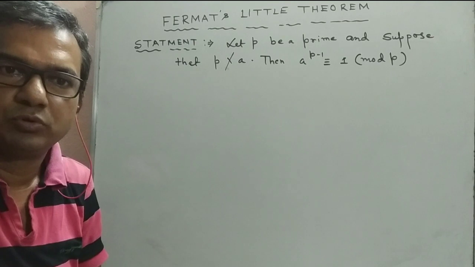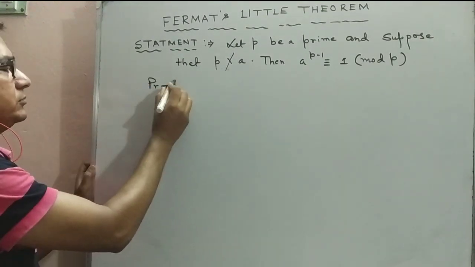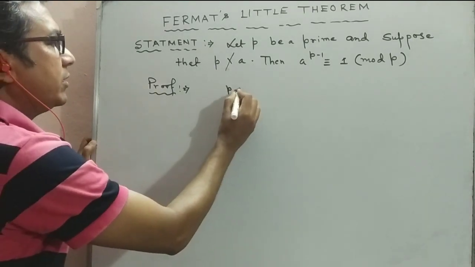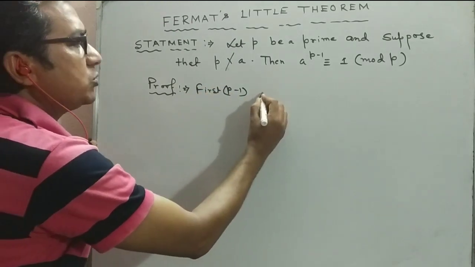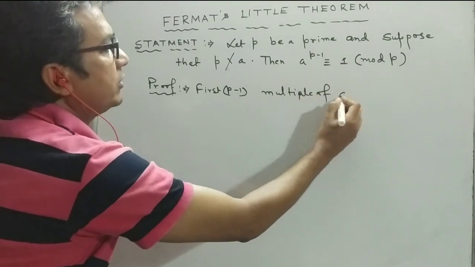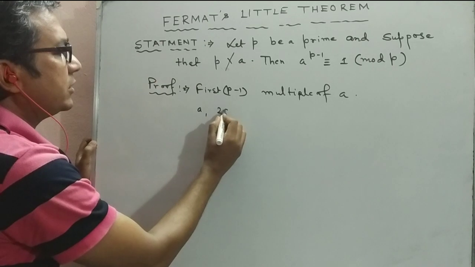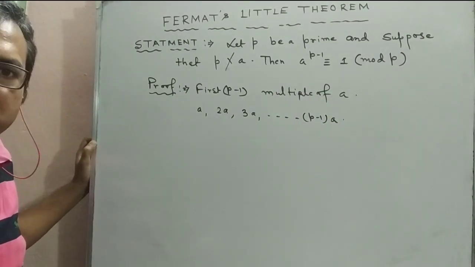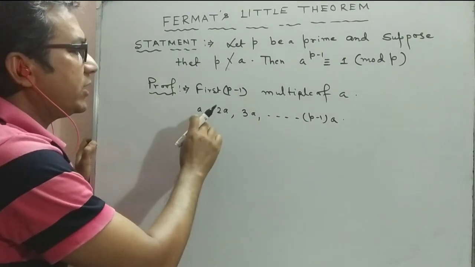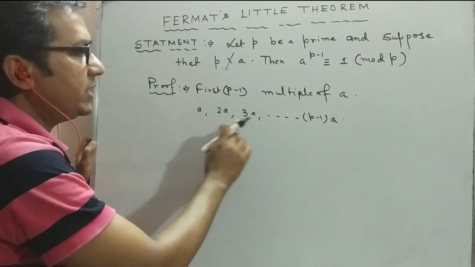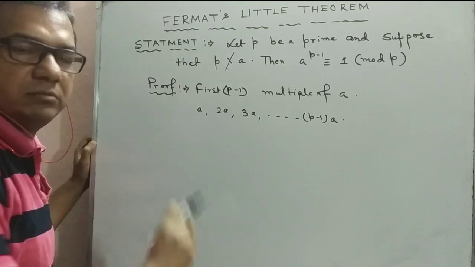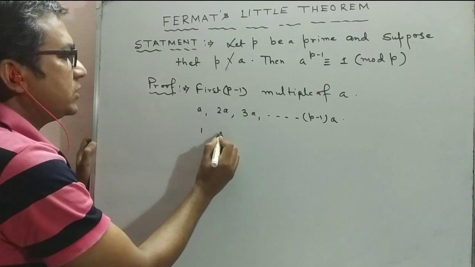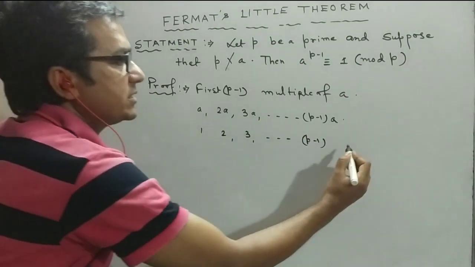Now we start the proof of this theorem. We first consider the first p minus 1 multiples of a, that is a, 2a, 3a to p minus 1 times a. Now if we divide these p minus 1 numbers by p, then we get 1, 2, 3 to p minus 1 as remainders.